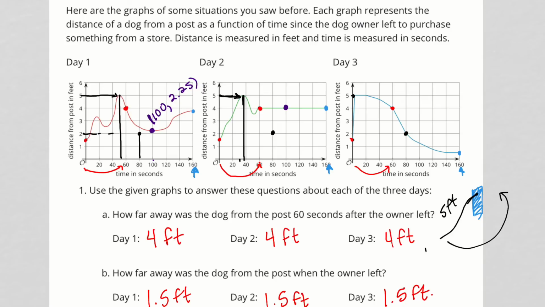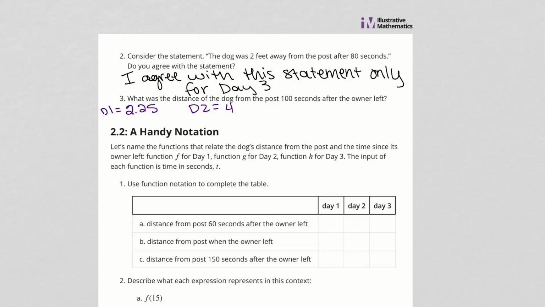For day 2, let's do that. Did the dog move after 60 seconds on that one? No. So what's our coordinate here? 4. So it is 104. And on the last day, at 100 seconds, approximately how many feet from the post is he? Probably closer to 1.5 or 1.25. So we'll put 1.5. So day 2 is 4 feet, and day 3 is, let's say, 1.5 feet.